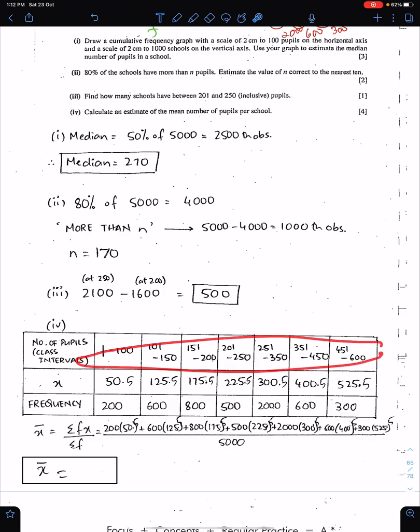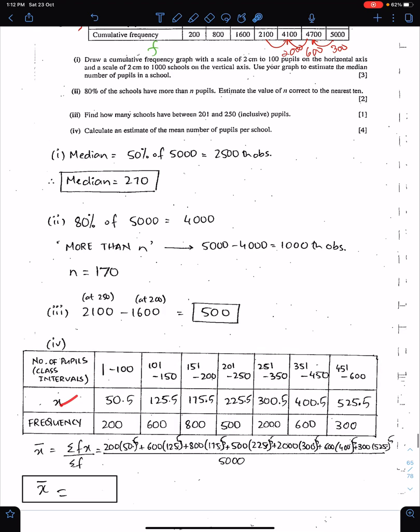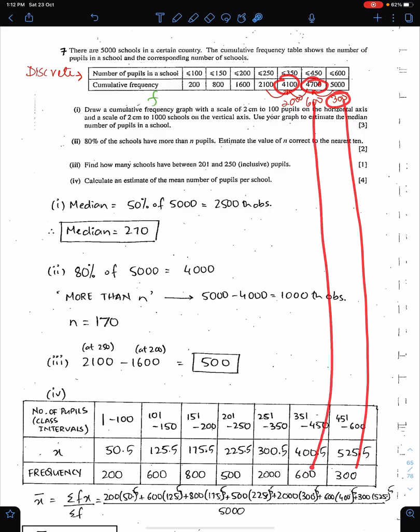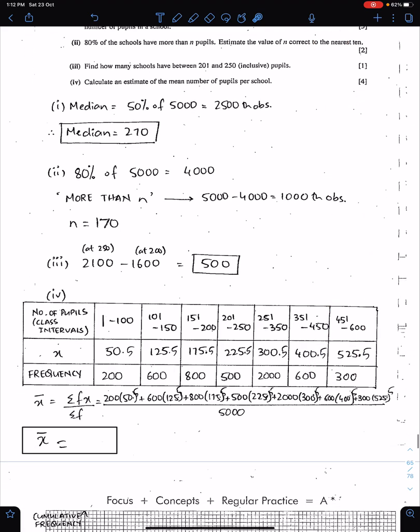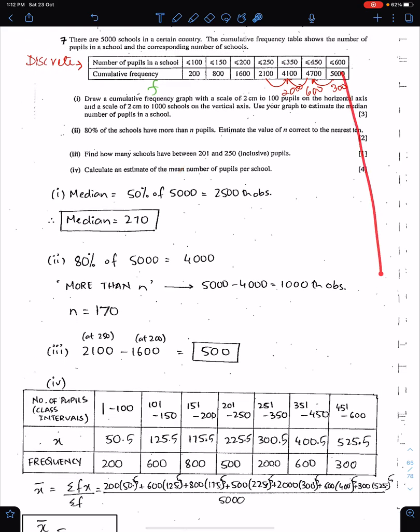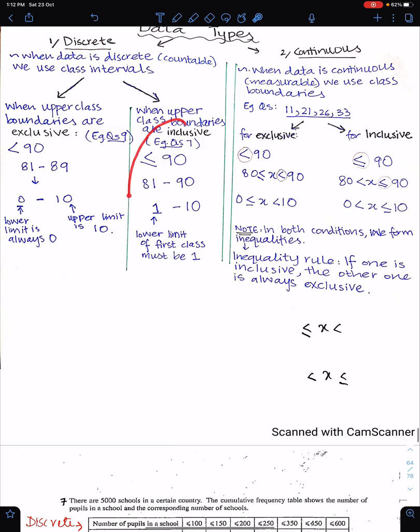Now after constructing this, get the mid values. Mid values are very simple, just take the average of these two. And how to get frequencies? This is very simple. This minus this will give you this frequency 300, and this should be here. 4700 minus 4100, 600 will be here, and so on. Now you can easily calculate the mean. So this table is compulsory for the calculations of mean and standard deviation, and make sure you follow this rule here.